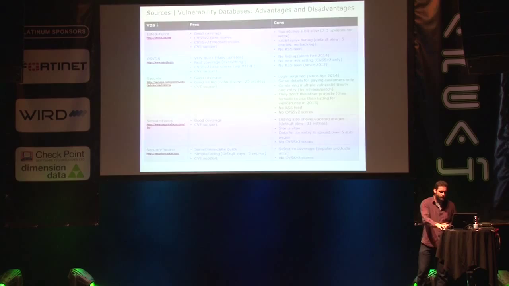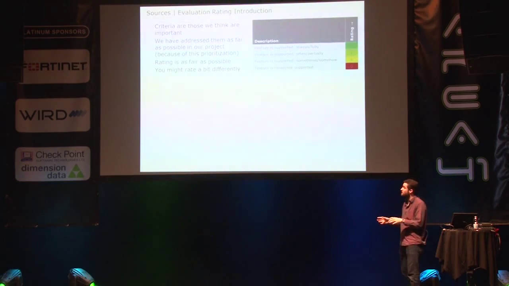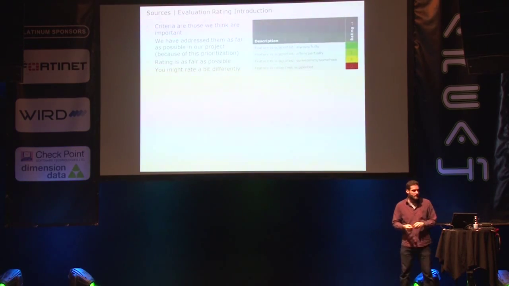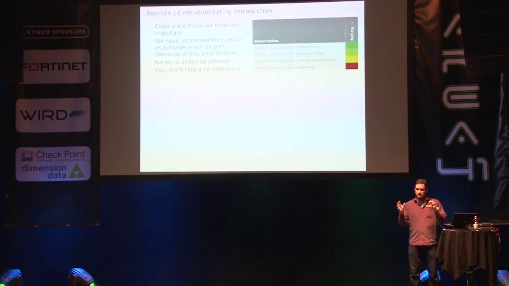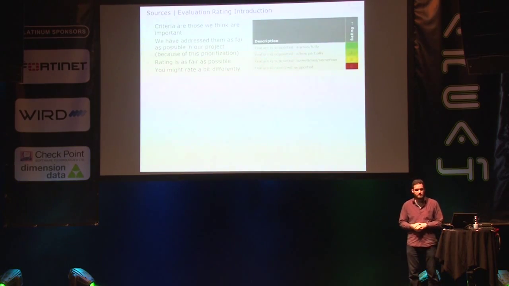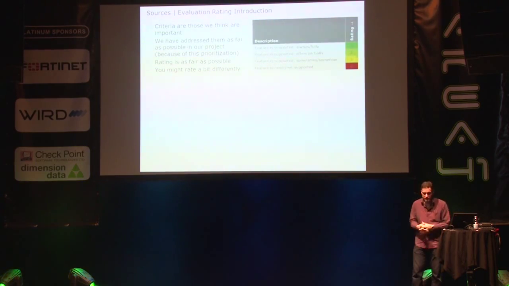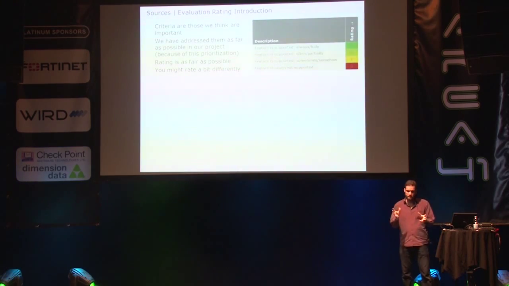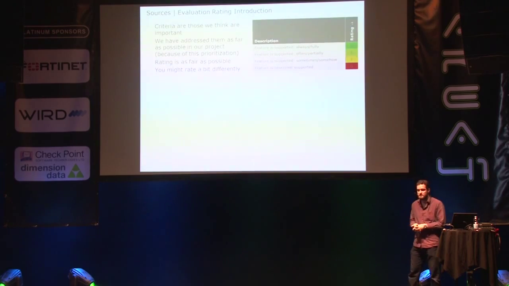I've tried to rate these different vulnerability database sources. Three means that the source is supporting this feature often or fully. Number two is just partially supported. One is sometimes, and zero means that the source isn't supporting this.